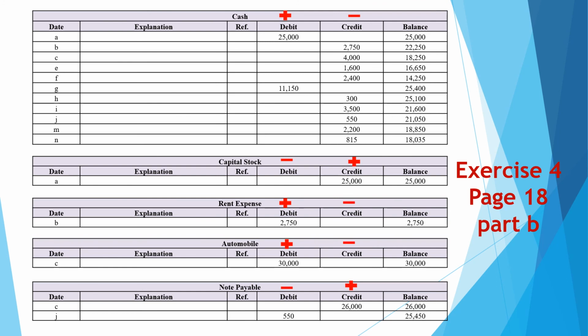The next transaction in which note payable appears in the journal is transaction J. In transaction J, the note payable had a debit amount of 550. So we transfer this debit amount of 550 to the general ledger, and to find the new balance, we take the previous balance, which is 26,000, minus the amount of transaction J, so 26,000 minus 550, and the new balance is 25,450.